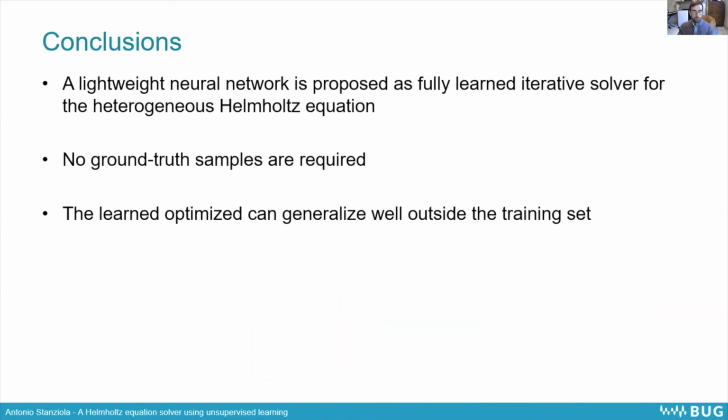So to conclude, what we proposed here is a very lightweight neural network. It has 47,000 parameters, and it has learned to solve the Helmholtz equation basically end to end. There is no ground truth here, we're just using a physics loss, and it works with heterogeneous examples. We can change the speed of sound map, and the network still has pretty much the same performance. And again, it seems that it generalizes very well outside the training set. So this is basically the conclusion.